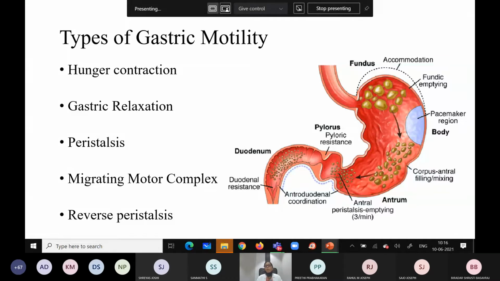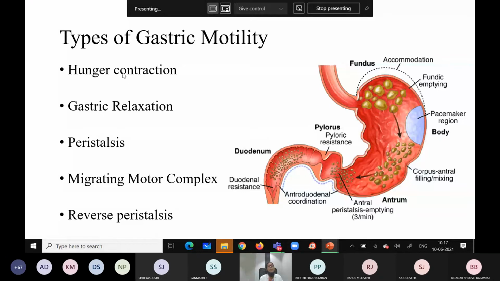So what are all the contractions you find in the stomach? We have different types of movements, like hunger contraction, gastric relaxation, peristaltic movements, migrating motor myoelectric complexes, and reverse peristalsis. Okay, so these are all the movements you come across in the stomach. Hunger contractions are the contractions that occur whenever the stomach is empty. Those are called hunger contractions.